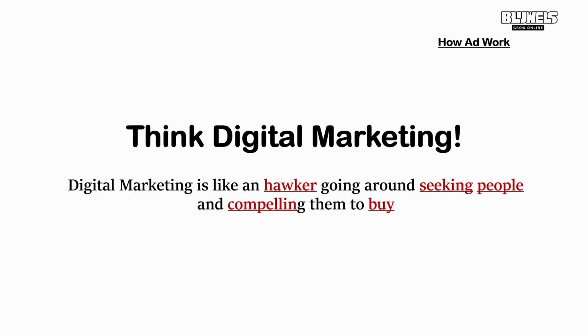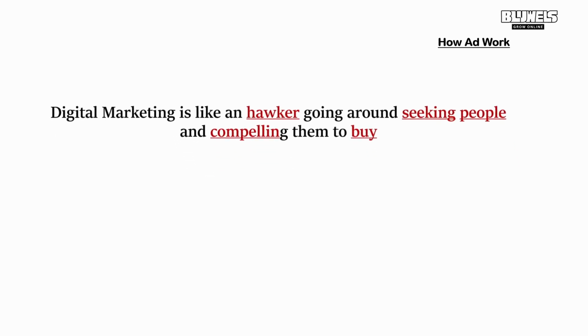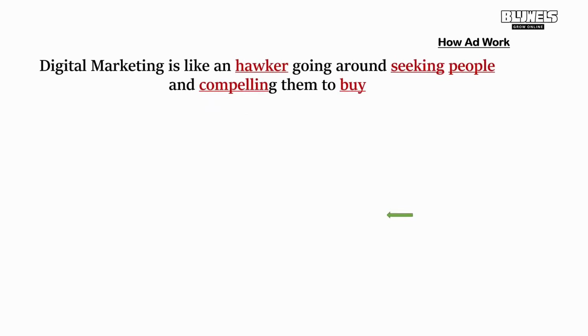So a digital marketer thinks this way, that digital marketing is like a hawker going around seeking people and compelling them to buy. This is a contemporary thing to do, like just your normal business stuff. People go around and you try to convince them to buy and all. All right, you can actually translate that into what goes on in digital marketing. So let's look at it.